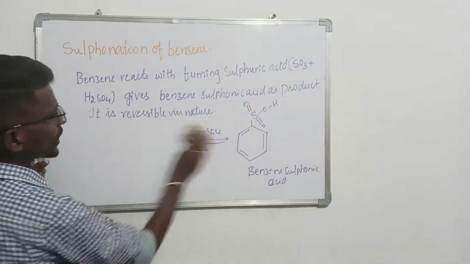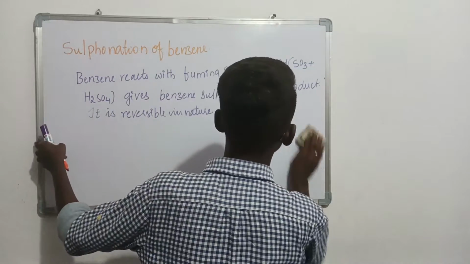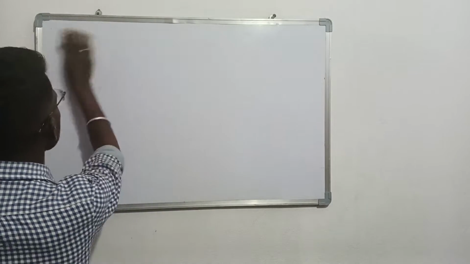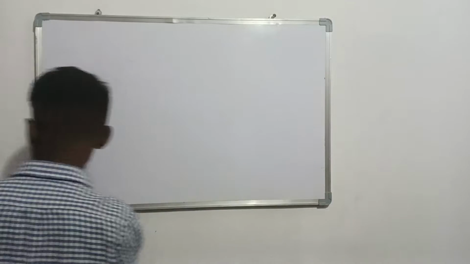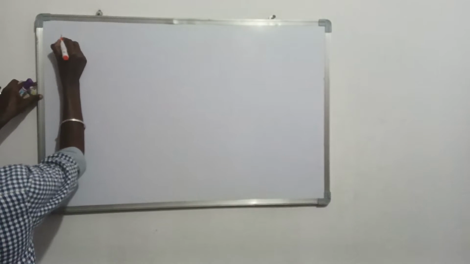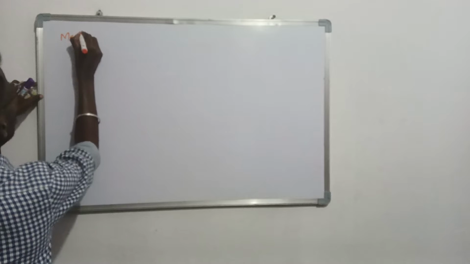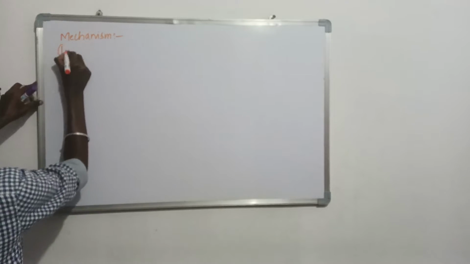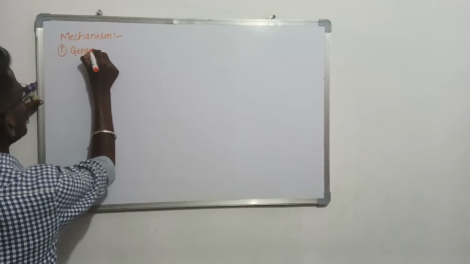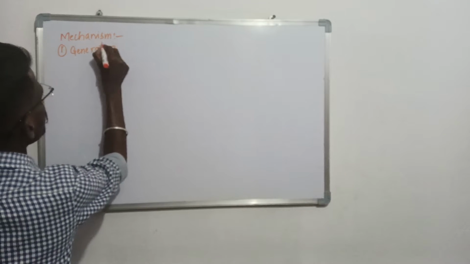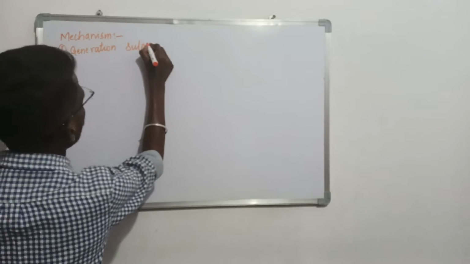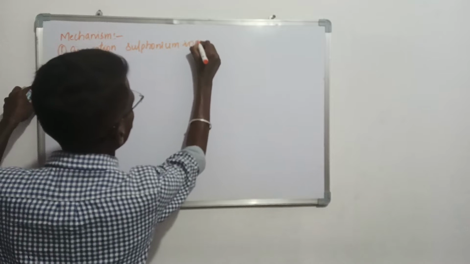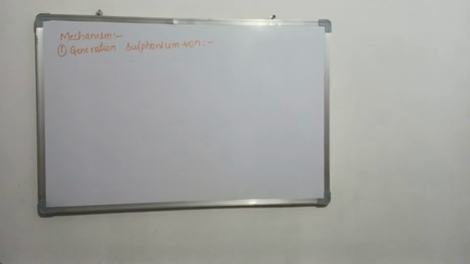Then coming to the mechanism. What is the mechanism involved in it? In the mechanism we have three steps. The first one is the generation of sulfonium ion.